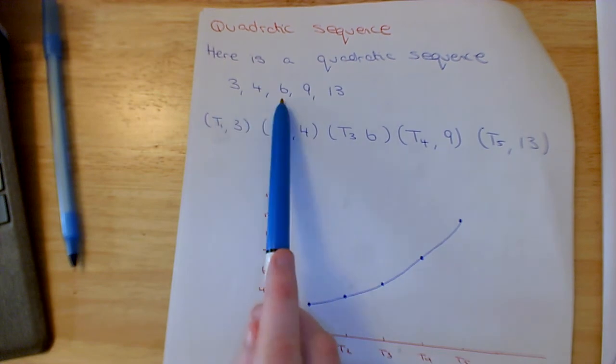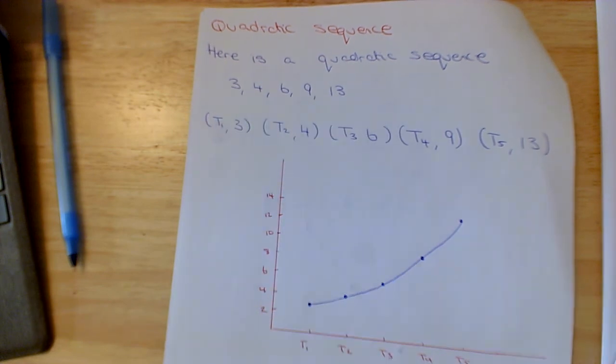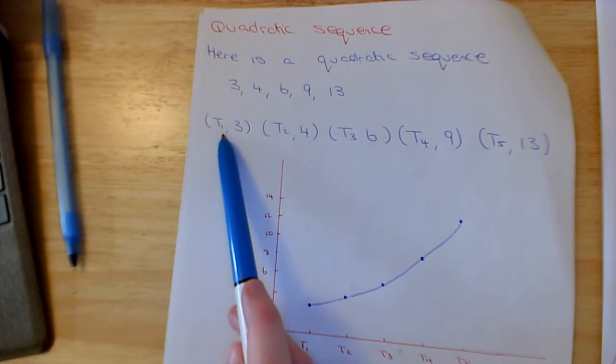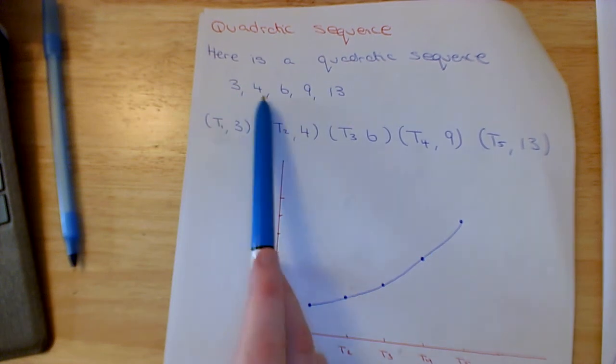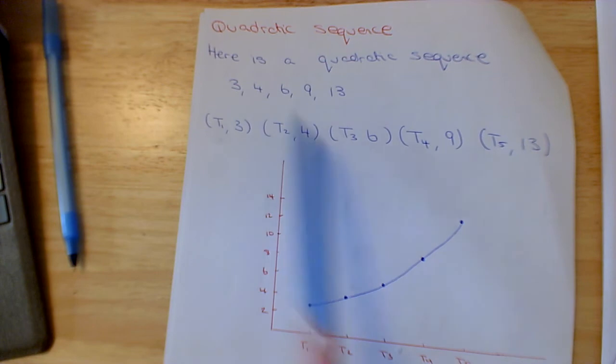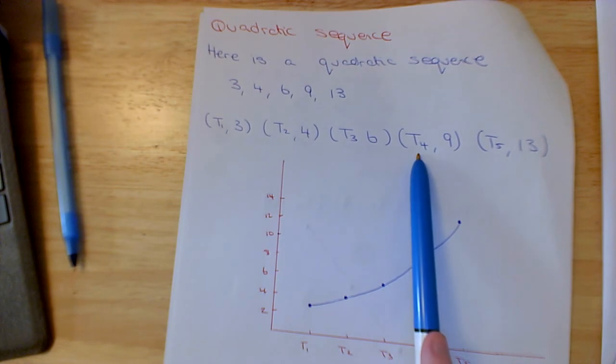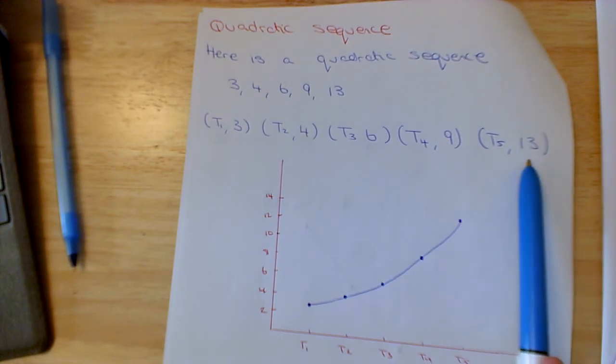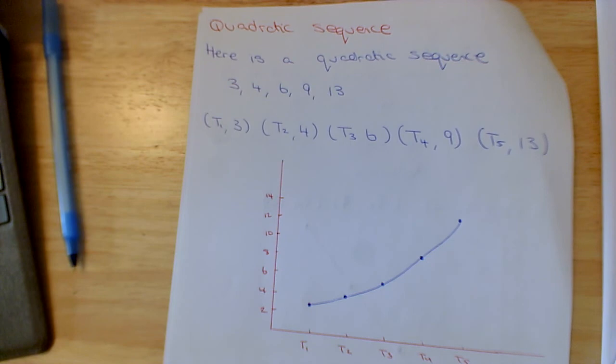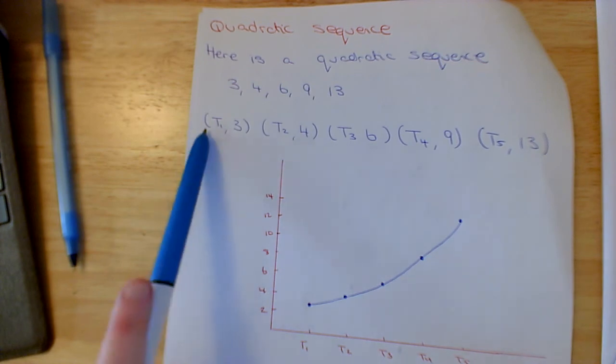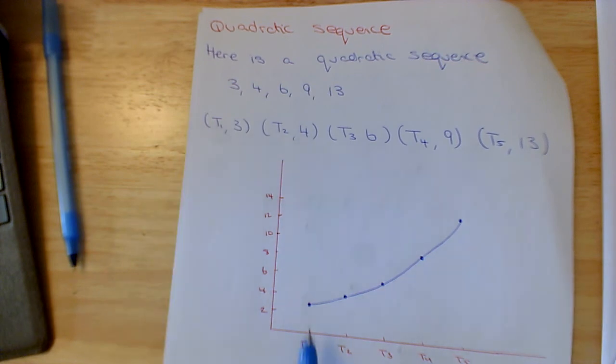So here's a quadratic sequence: 3, 4, 6, 9, 13. For it to be a quadratic sequence, the second difference has to be the same. So term 1 is 3, term 2 is 4, term 3 is 6, term 4 is 9, term 5 is 13. Terms always go along my x-axis. For term 1, I plot 3. Term 2, 4, so I go to term 2 and I plot 4. Term 3, 6, so I plot 6, and so on.